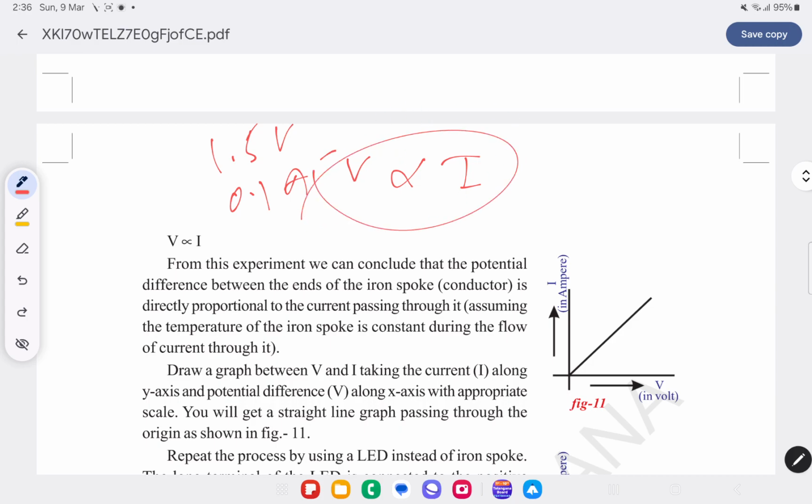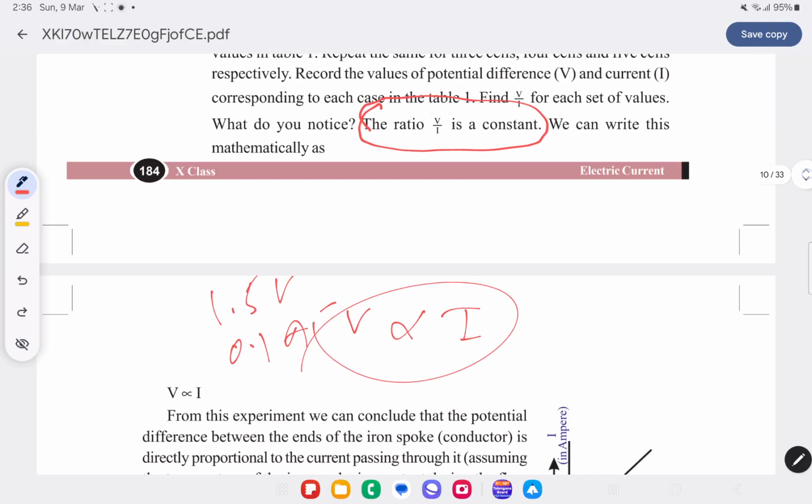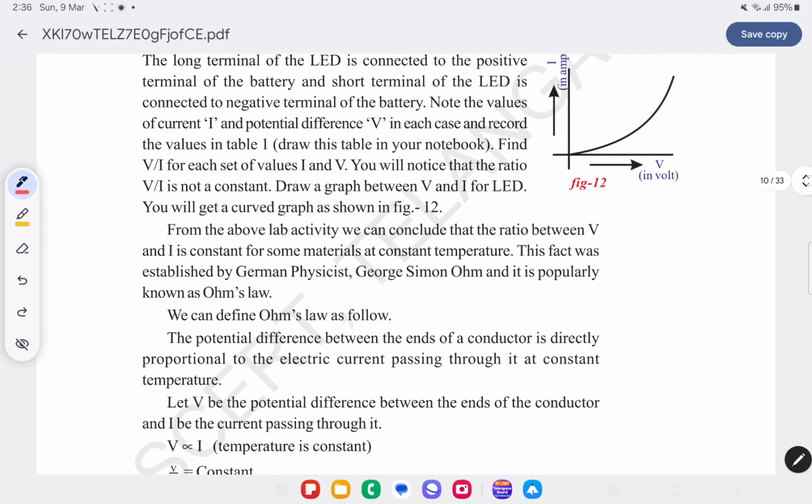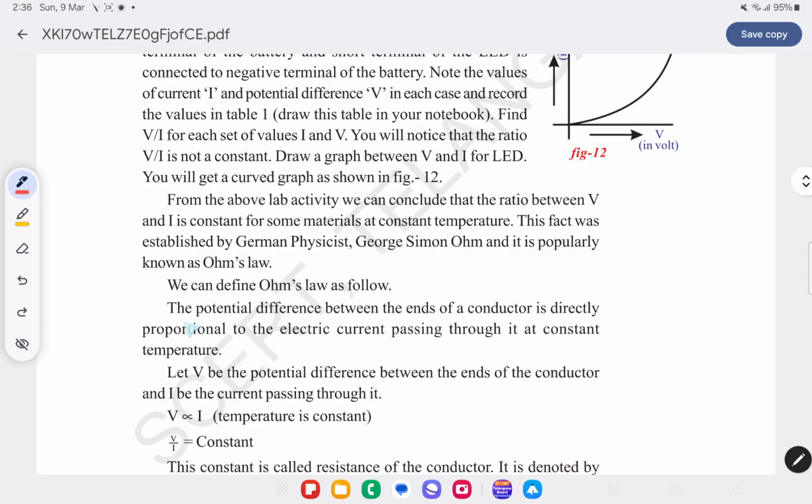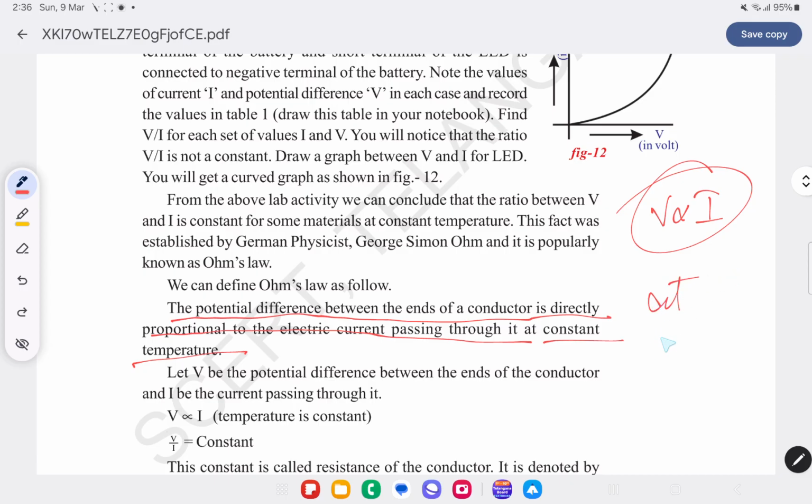Right. How will you write here? See, you should write like this. The potential difference, that is voltage, between the ends of the conductor is directly proportional to the electric current passing through the conductor at constant temperature. So voltage is directly proportional to current, but the condition is temperature should be constant. Okay? Clear about the definition and activity? Right.